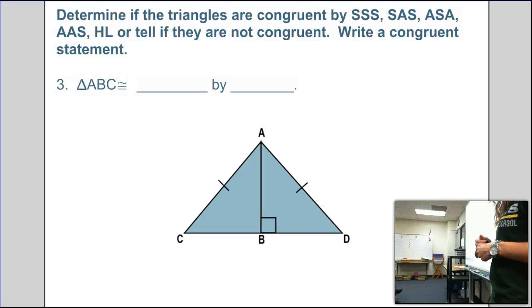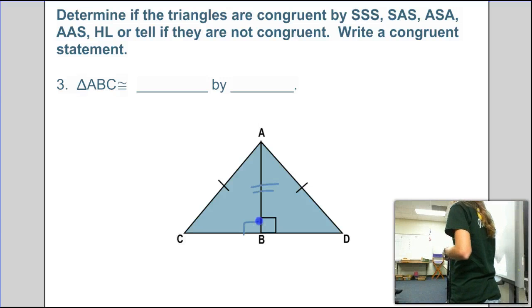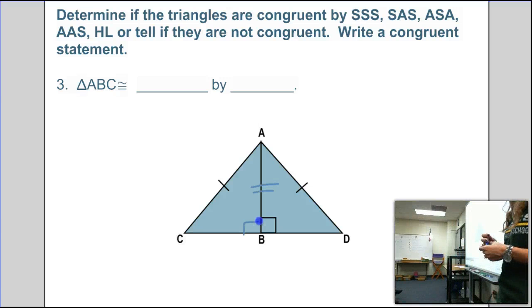Oh yeah, add another box to the other side. Okay. And then tick ticks. So it's a side, angle, side. It's a hypotenuse. You're doing everything but this. It's a HL.